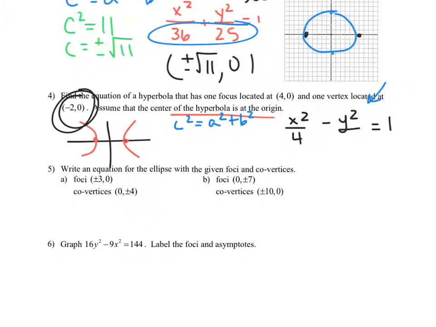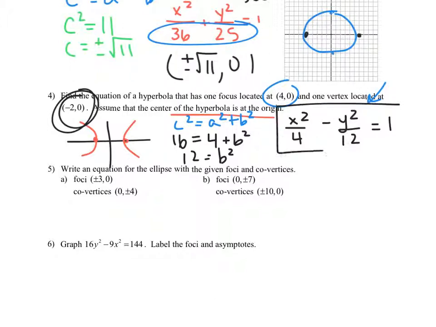So these numbers, a squared and b squared, are underneath your x and your y. So if I know that 4 squared, which is 16, equals vertices squared, which is 4, plus b squared, then b squared must be 12. So I can just put a 12 underneath the denominator. So that's what I'm writing the equation of.